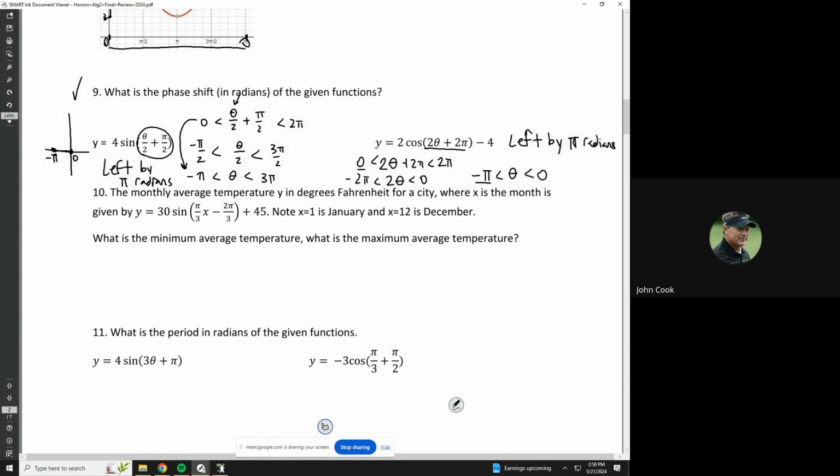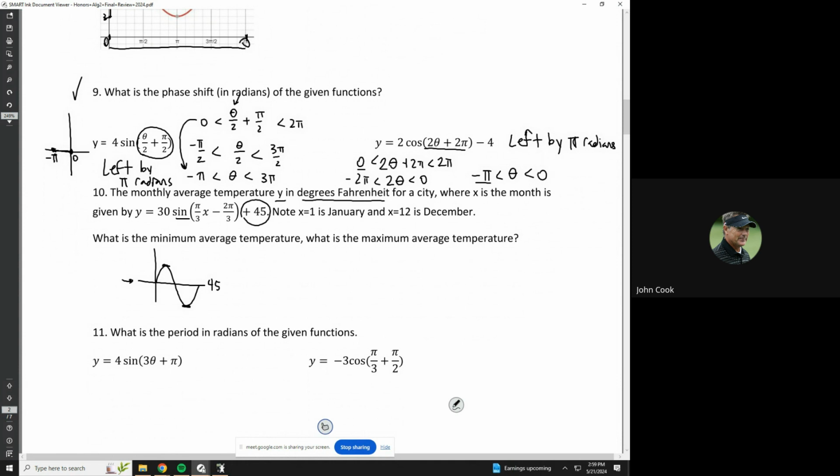So if temperature is the output, the Y value, degrees Fahrenheit, then if you graph this out, a sine function usually looks like this. Starts at 0, goes up and down like that. What they're looking for is the top peak and the bottom peak from that. And here's how you can find that. What you do is you find this center line right over here, which would be your vertical shift, so 45.